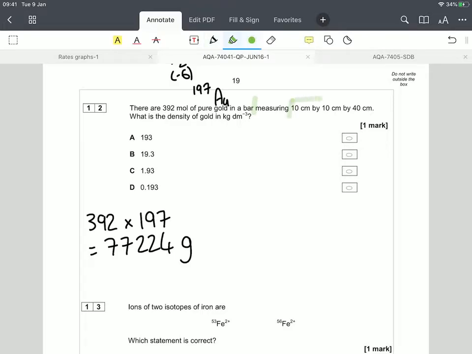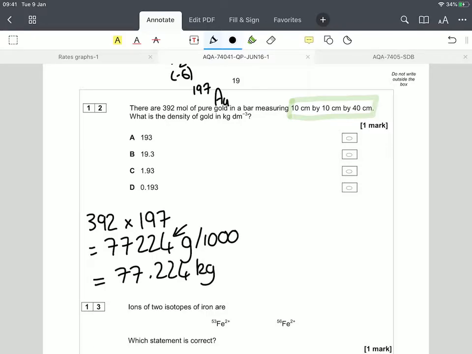We've then got this, which was going to be used to calculate a volume, right? Because it's talking about a three-dimensional object, a bar of gold, okay? And then it asks for the density of gold in kilograms per dm cubed. So the first thing we can do to help ourselves is take that number that I just calculated and divide it by 1,000. Divided by 1,000 equals 77.224 kilograms. So now we've got our mass, okay?